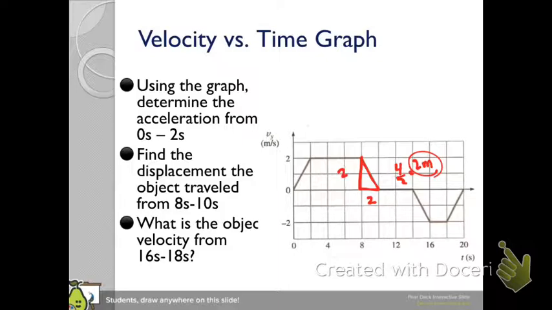Good. And then, Kanta, what's the object's velocity from 16 to 18 seconds? -2. Good. You're just reading the velocity here. It's not stopped. It's not at rest. It's moving -2 meters per second, constant. Very good. All right, good.